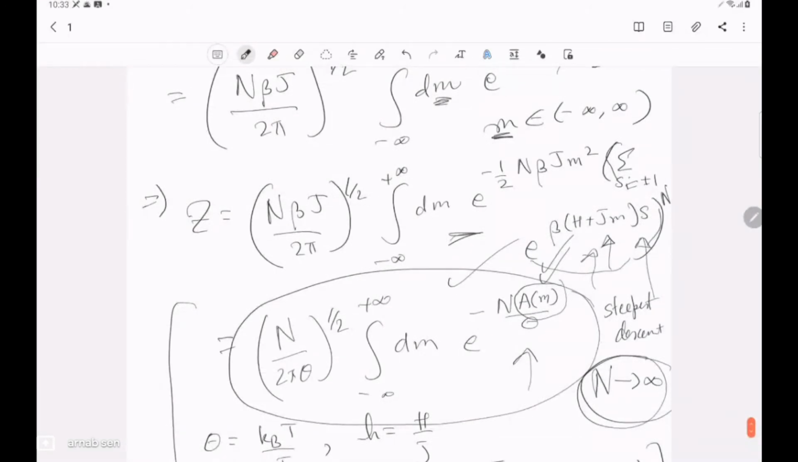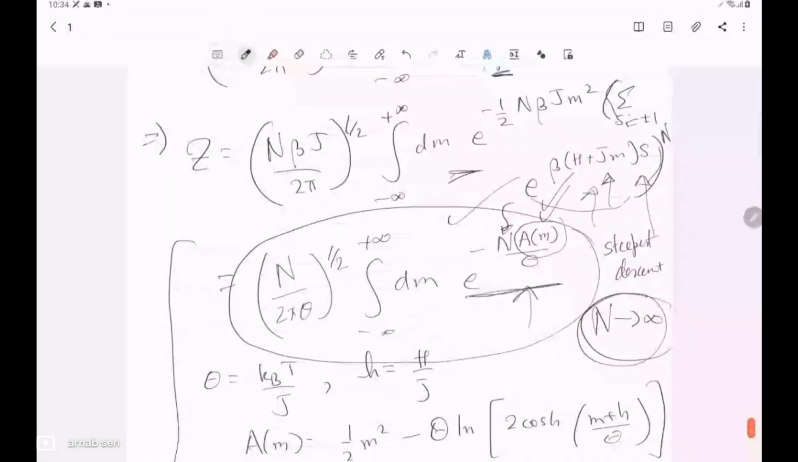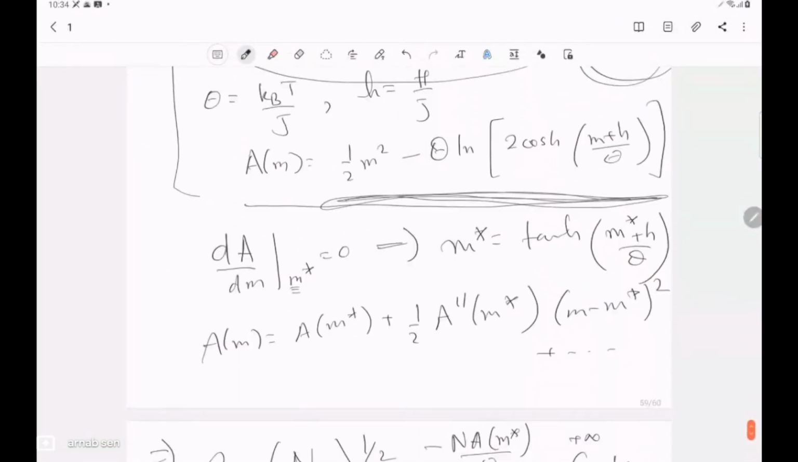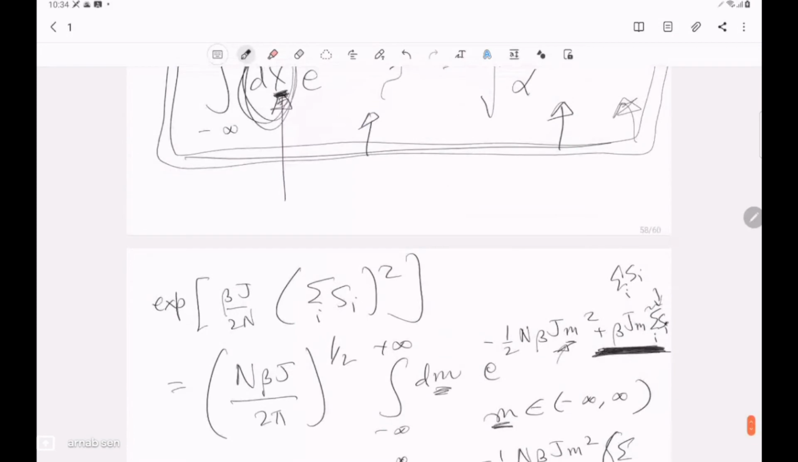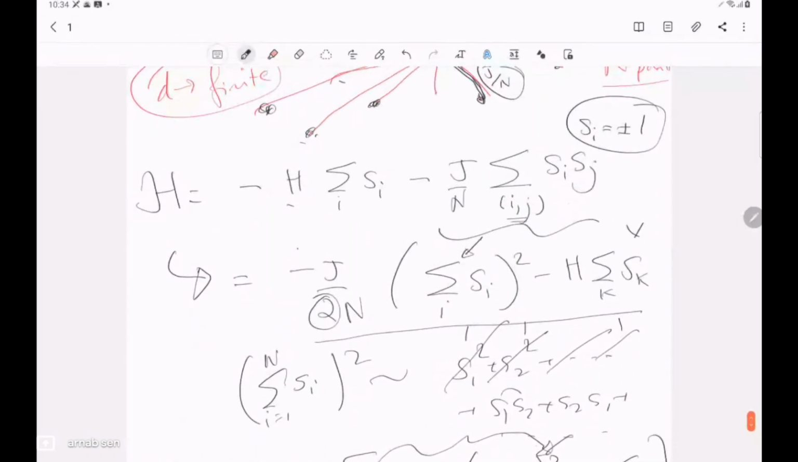Why am I able to do these integrals? Because then my integral has a structure like this. And then I just push this n to infinity, to the thermodynamic limit. And then it just becomes the steepest descent integral. So there are two things I have done to actually solve this problem.